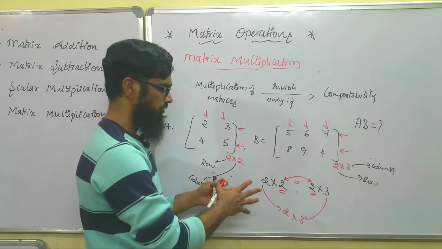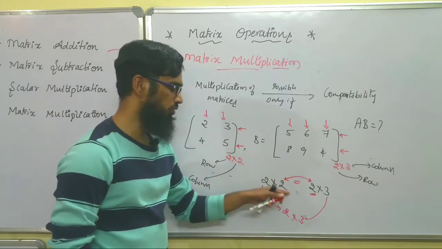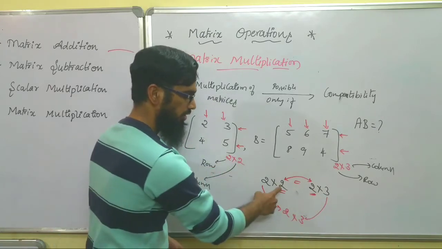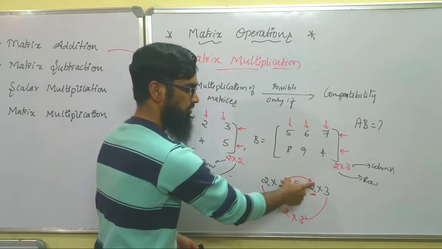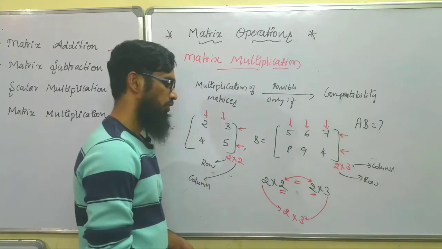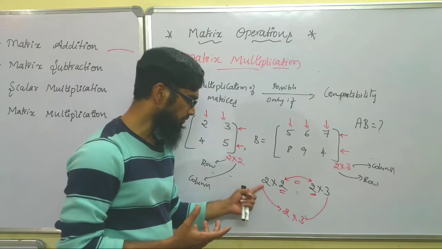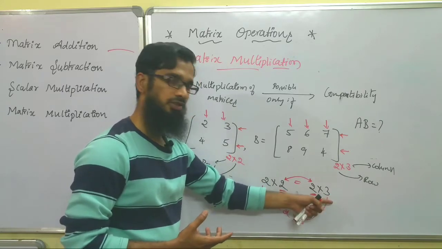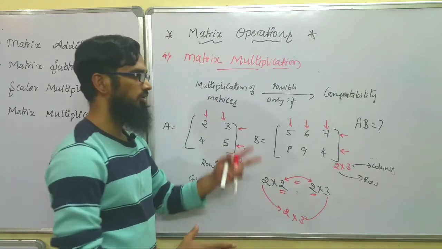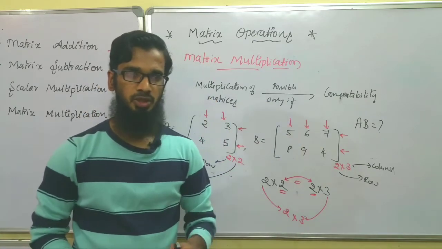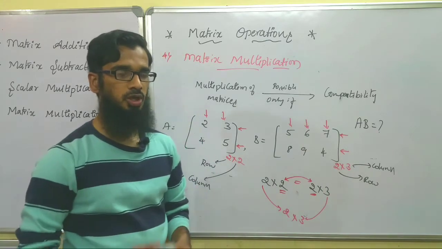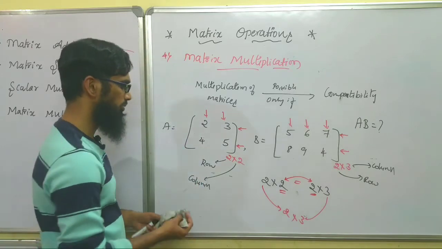Now this is satisfied, because the first order is 2 cross 2 and the second is 2 cross 3. So the second and third elements are the same, so this satisfies the compatibility for matrix multiplication. The final order of the matrix will be the first and the last one, that is 2 cross 3. Now the condition has been satisfied. Now the second step is how we can go for the matrix multiplication.